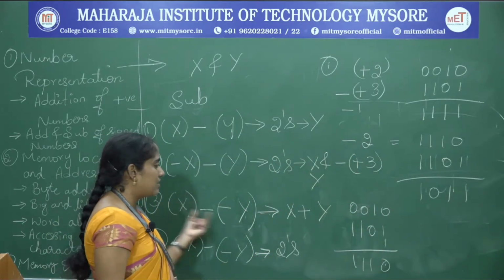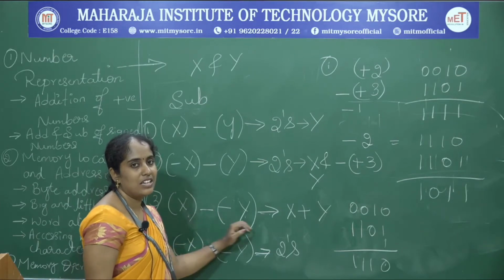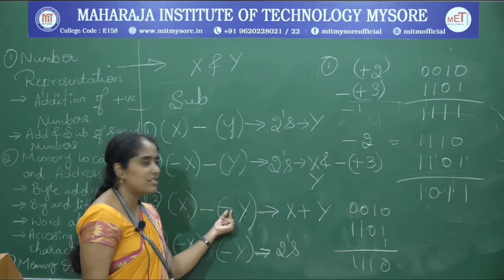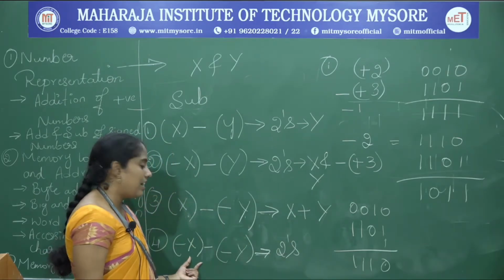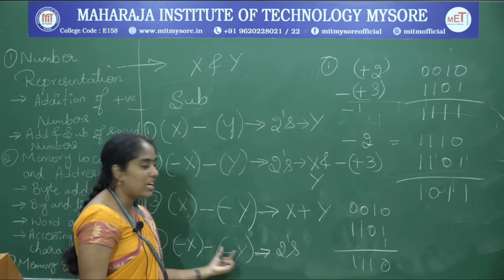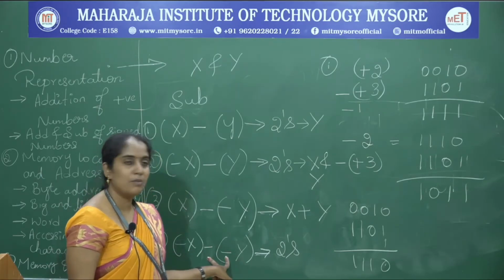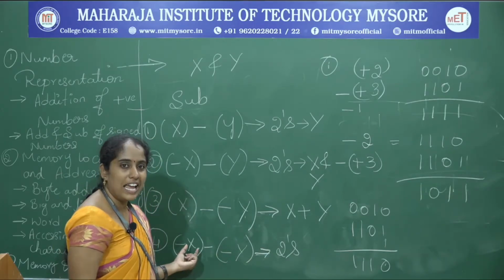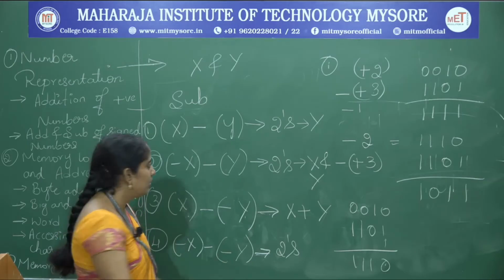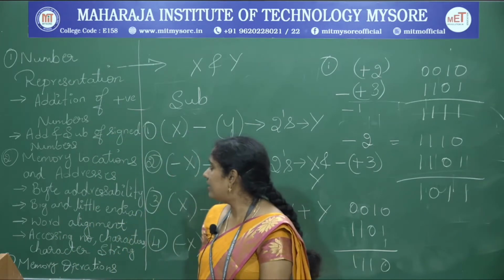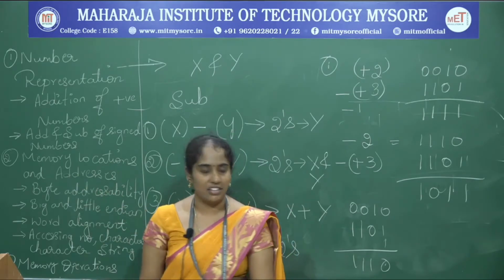Likewise, take x and y values. Here x is positive, y is negative. In this, directly you can add x and y values, because minus into minus is plus. And take another example for x and y. Here both x and y are negative, but here minus into minus is plus, but take the 2's complement of only the x value. Got it? Okay. So the next topic is memory, location and addressing.